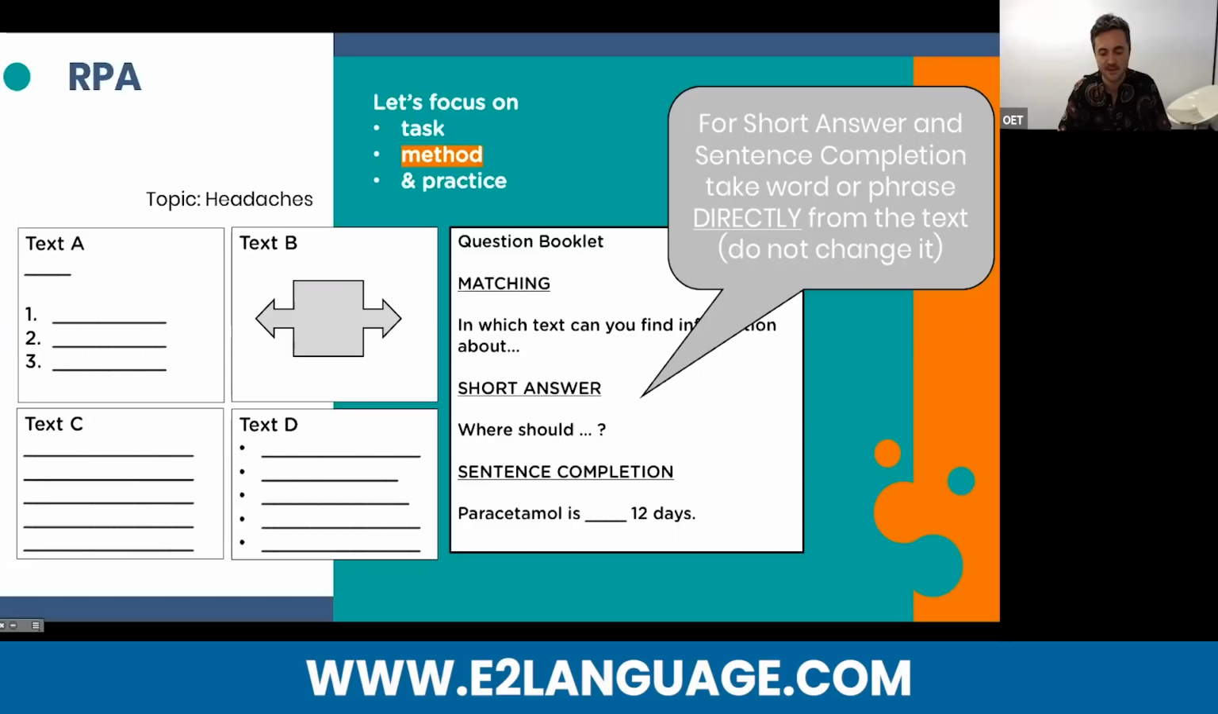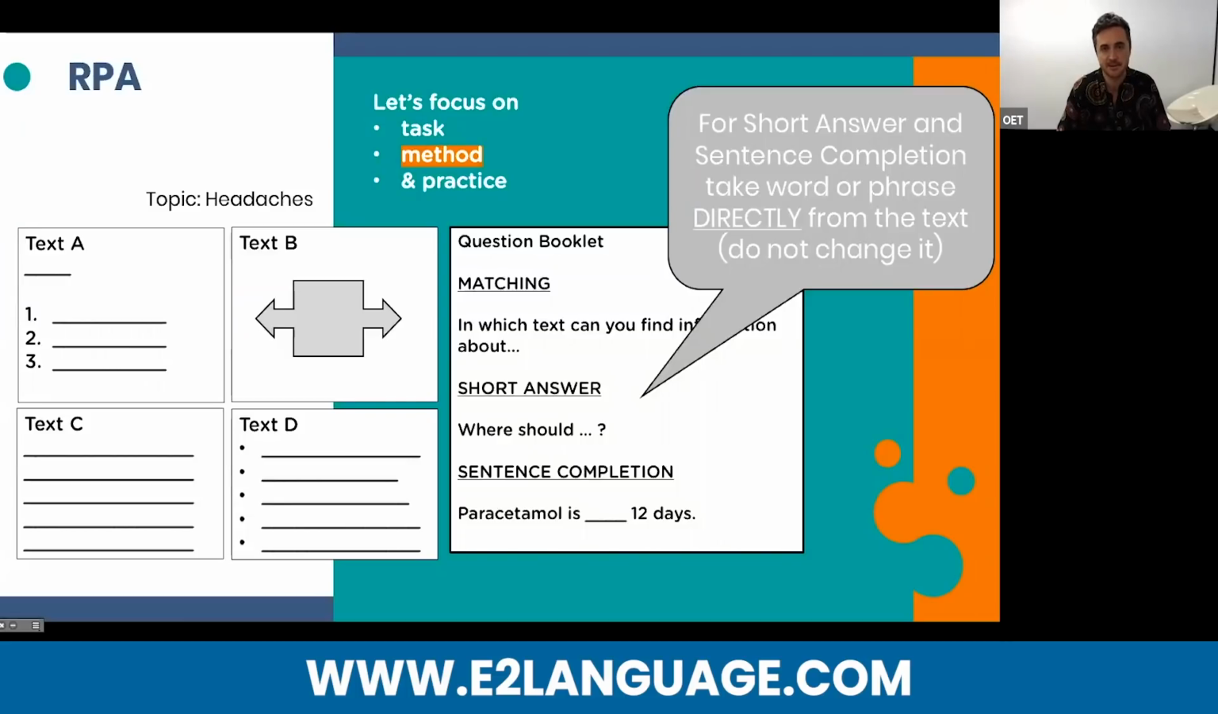Now for the short answer and sentence completion, the answer that you'll be writing will be a word or short phrase taken directly from the text, unaltered. You do not change it. So if in text A the answer was pulsating and you wrote pulsate, it would be considered incorrect. Or if you wrote pulsated, it would be incorrect. Okay, you need to write pulsating.